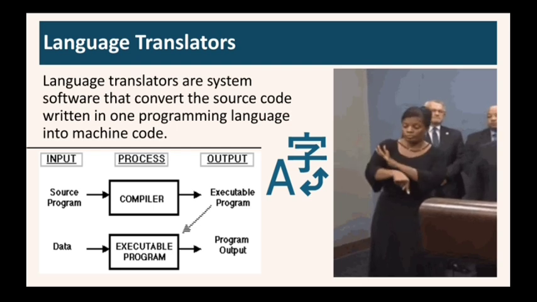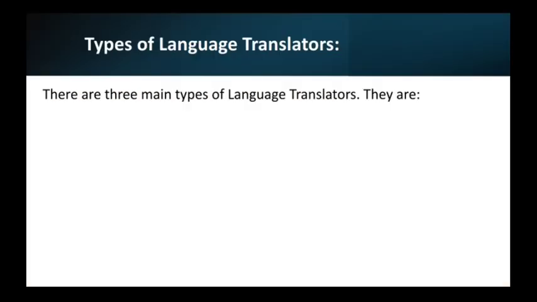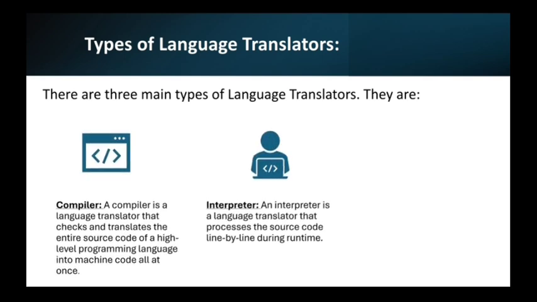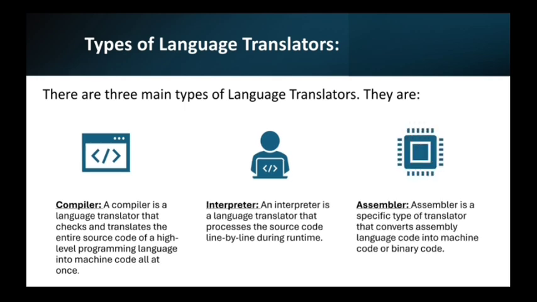There are three main types of language translators. They are compiler, interpreter, and assembler. A compiler is a language translator that checks and translates the entire source code of a high-level programming language into machine code all at once.